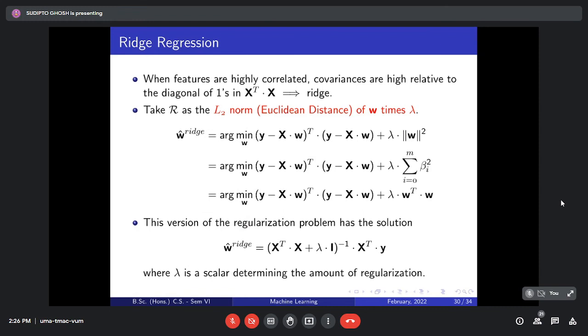Ridge regression means a linear regression that is regularized with the ridge method. Why ridge? Just consider this term, X transpose X. It is nothing but N times sigma plus m, where m was 0 and sigma was just a diagonal matrix. So X transpose X contains N times the variances.